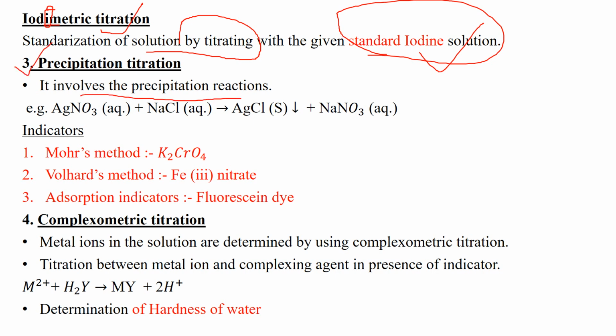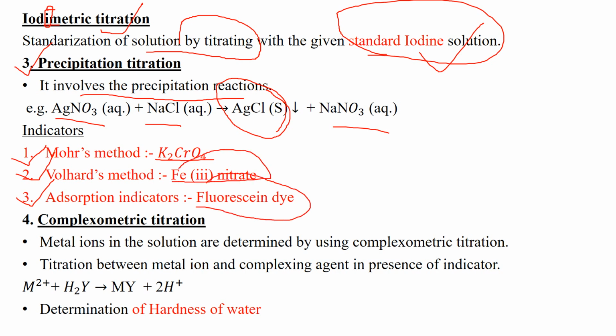Another type of titration is precipitation titration. It involves precipitation reactions, right? Here is a precipitation reaction between silver nitrate and sodium chloride. Silver chloride is precipitated out and sodium nitrate is also obtained. So in case of precipitation titrations, there are Mohr's method, Volhard's method, and adsorption indicators, three types of methods used in precipitation titration. Potassium chromate is used in Mohr's method, ferric nitrate is used in Volhard's method, and a fluorescent dye is used as the adsorption indicator, right?